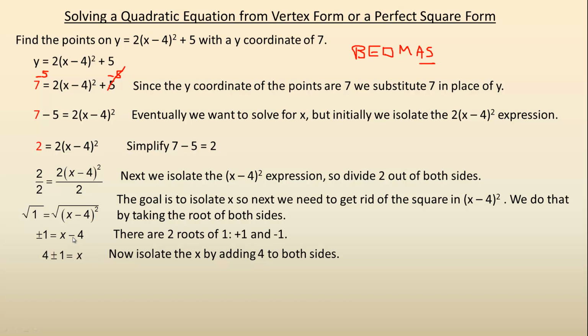So now we want to isolate the x, so I would get rid of that minus 4. So we'll add 4 to both sides. So this is what I'm doing here. So I'm going to go plus 4 here. And I don't have to write a plus 4 here because 4 plus negative 4 adds to 0, so now we just have x on the right and 4 plus or minus 1 on the left.